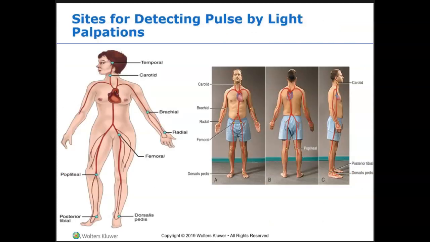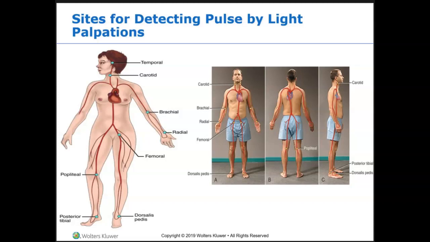All right, sites for detecting pulse by light palpation. Where do we take our pulses? This slide will demonstrate the areas that you, as the nurse, will feel for the peripheral pulses. You will note that most of these sites are in the area where there is a natural crease in the body, as there is when the artery is closest to the surface. Make sure you know the various sites, what they are called, and where they are located. We will be practicing assessing these sites in the lab.